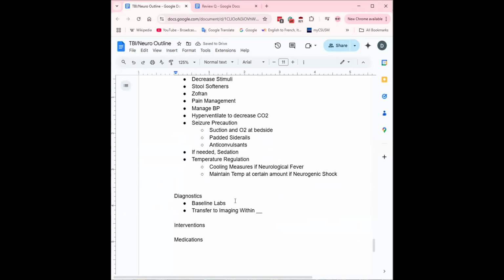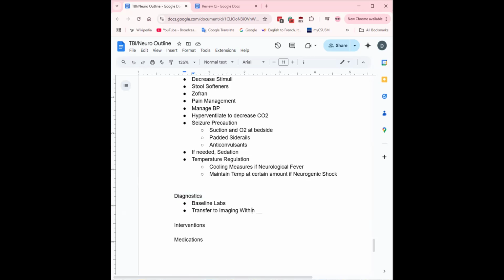Okay, so then I have just general diagnostics. They listed some general things. I just simplified it to baseline labs. You're not really going to be directly tested on which specific ones. It's pretty much you get your baseline and call it a day.